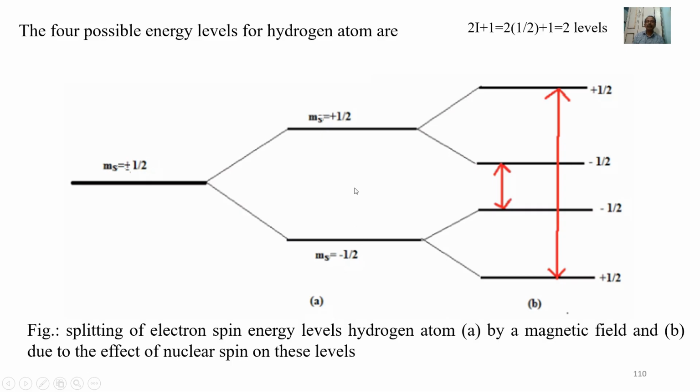So one is spin up, another one is spin down. And when we interact with the nucleus, then we will have 2 more levels. For each level, we have 2 more levels according to this rule, 2I plus 1, which is equal to 2 multiplied by 1/2 plus 1, which is equal to 2 levels. So we have plus 1/2 will split into plus 1/2 and minus 1/2. Similarly, minus 1/2 will split into minus 1/2 and plus 1/2.